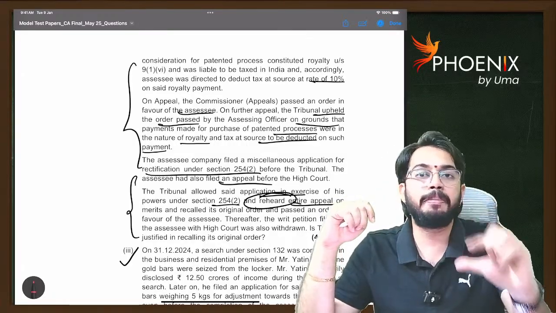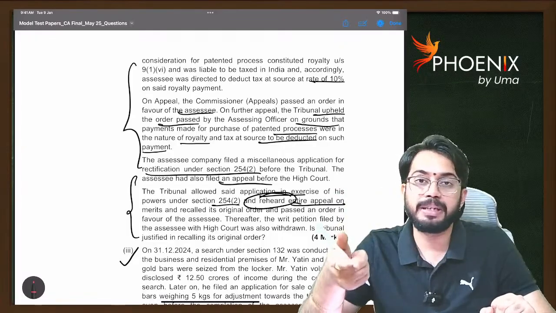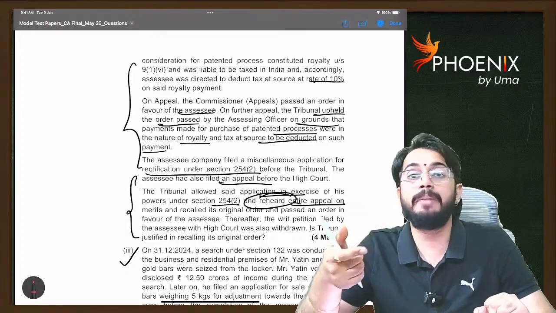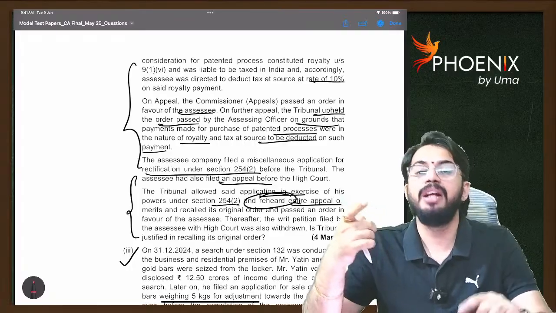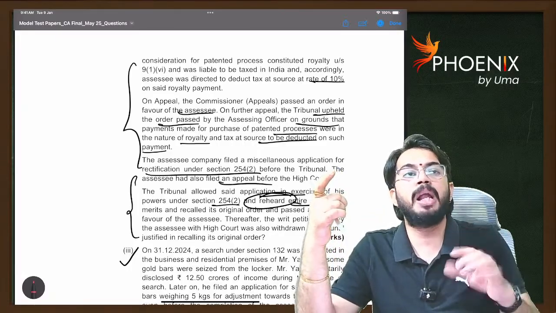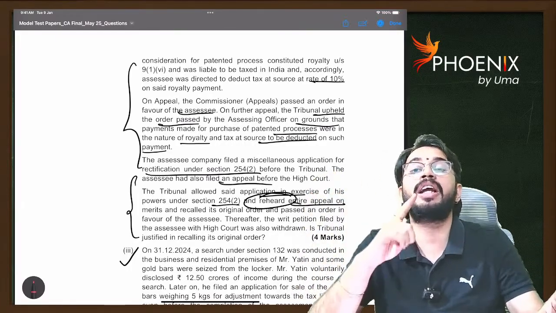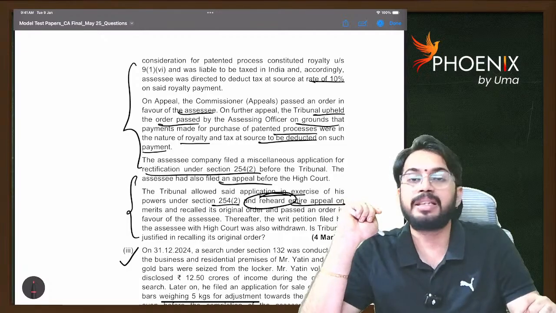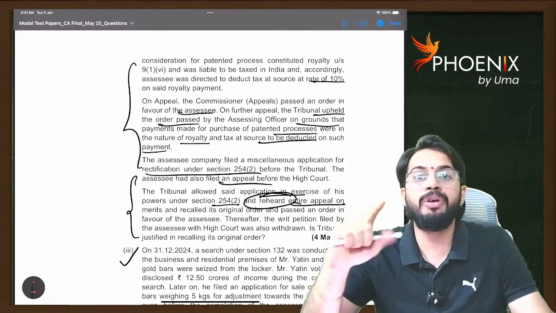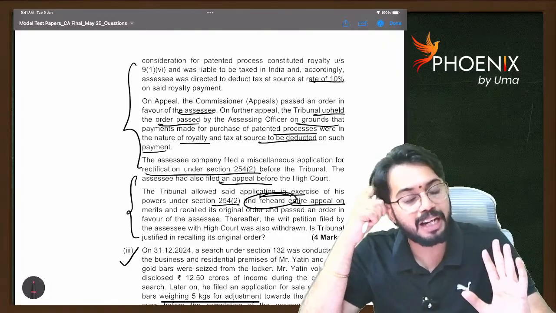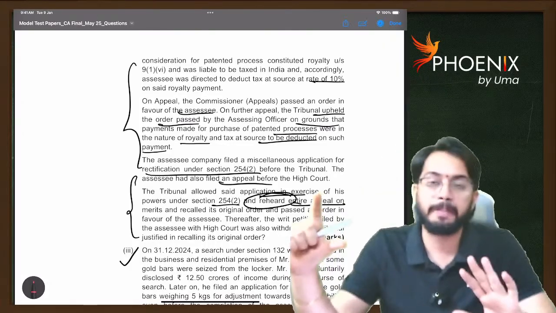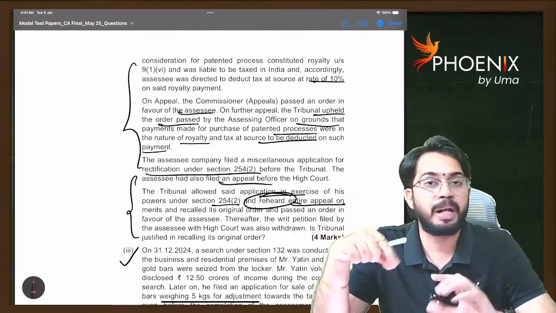The Income Tax Appellate Tribunal has power to rectify its mistake, but it does not have power to review its decision. Okay, so if the Income Tax Appellate Tribunal passes any order, that order cannot be reviewed by the Income Tax Appellate Tribunal. The power to review is available only with the High Court or Supreme Court. Are you able to understand?